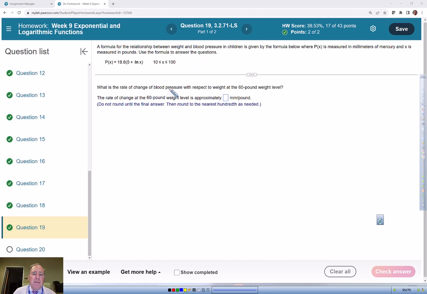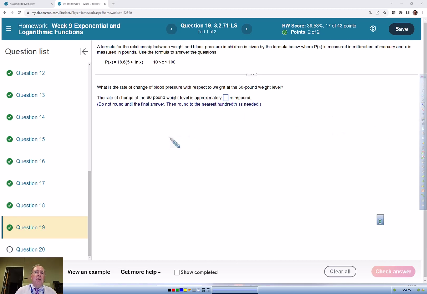What is the rate of change of blood pressure with respect to weight at the 60-pound weight level? The rate of change at the 60-pound weight level is approximately blank millimeters per pound of change. Do not round the final answer, then round to the nearest hundredth as needed.